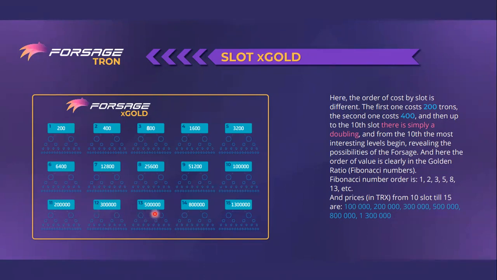We add 300,000 and 500,000, it totals 800,000 for slot 14, and 800,000 and 500,000 totals for slot 15, 1.3 million tronics. Okay, so that is the beauty of Fibonacci numbers.